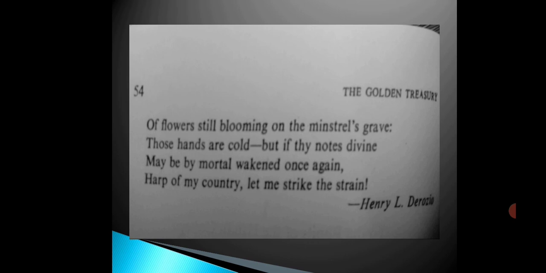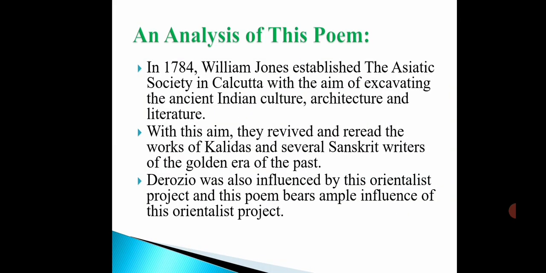This turn of mood is called the volta. This change from decay to hope, from despair to hope, is technically known as volta in sonnet writing, and Derozio has skillfully used this technique in this poem. Now friends, in order to analyze this poem, one thing should be kept in mind. That thing is that the situation should be noted. What is that situation? What is that project that should be noted here?